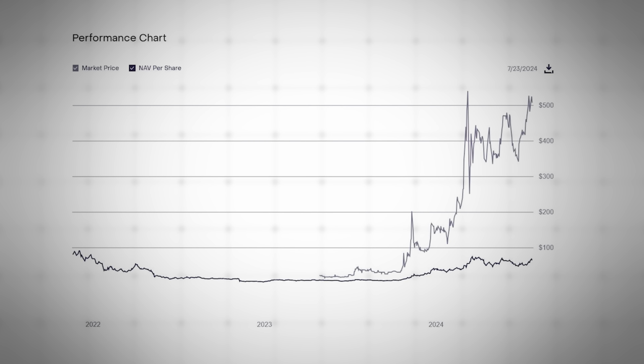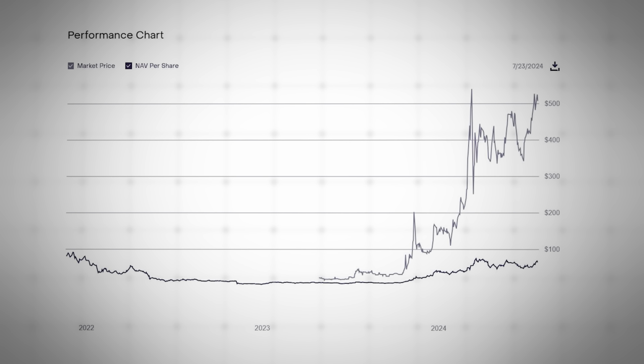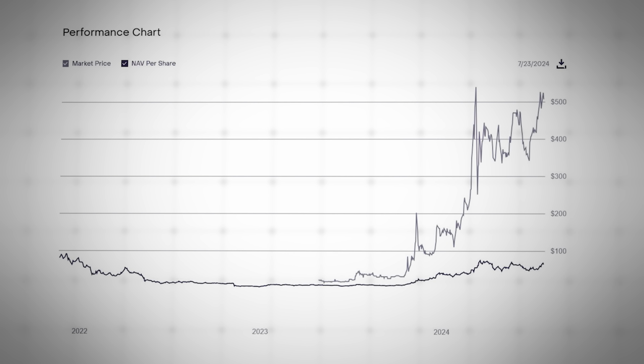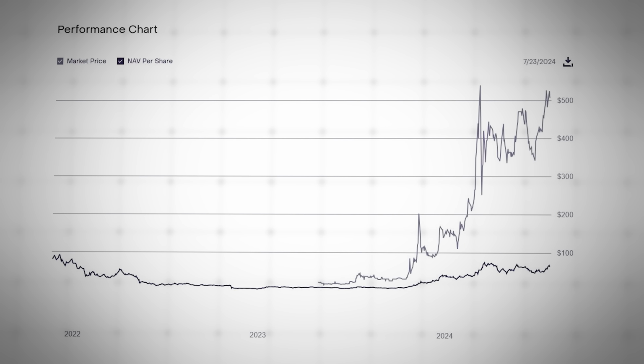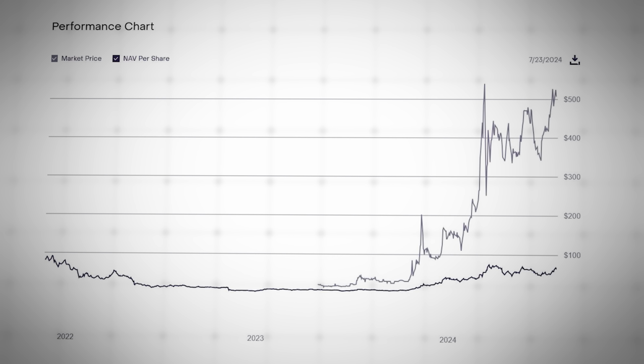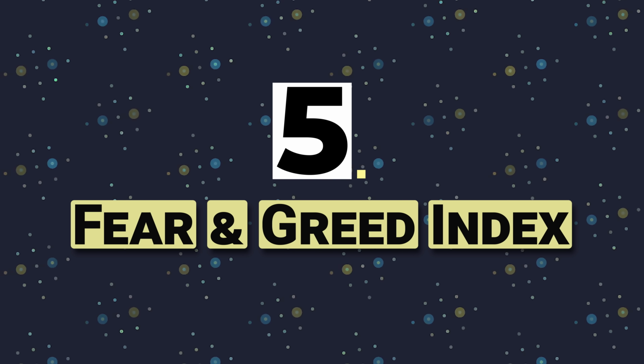And one of the most notable of these recently has been the premium over assets under management, or AUM, of the Grayscale Sol Trust. And you can see what it looks like right over here. It's near all-time highs. Okay, so that's ETP and ETF flows. But it's time to move on to our final indicator, and it's perhaps one of the most comprehensive, and that's the Fear and Greed Index.